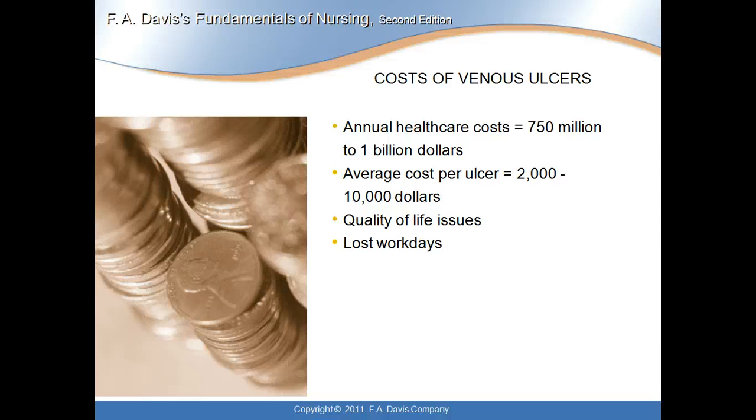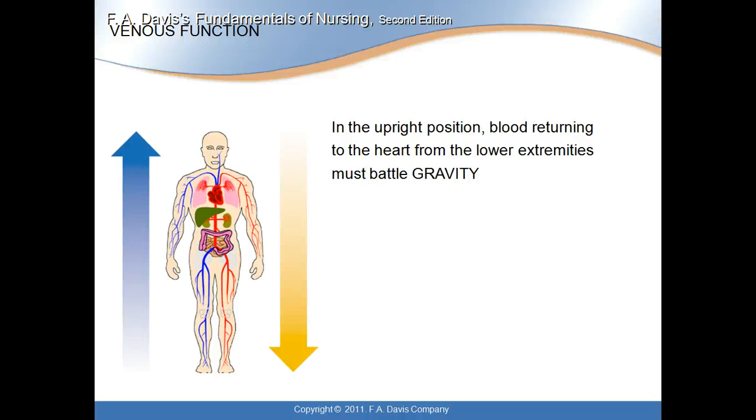Average cost per ulcer is $2,000. That's $10,000. Quality of life issues and lost work days. So for venous function, in the upright position, blood returning to the heart from the lower extremities must battle gravity. So again, gravity is the key. Heart pumps out the blood, it goes all the way through the body, and the furthest part of the body is the feet. If you have venous problems, which will include diabetic patients, because their blood is thicker, it's hard for it to move back up. And if you already have problems with that, then blood tends to pool, and that's where you get the ulcers.